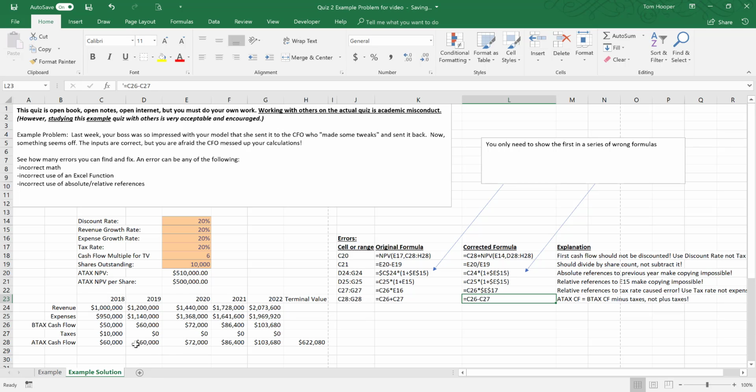And you may find others that I missed, but I think you get the idea of what I'm looking for. This will be your take-home quiz. You're to work individually on it. You can use any book or notes or anything you can find on the internet, except solutions to my quiz. So good luck and have fun.